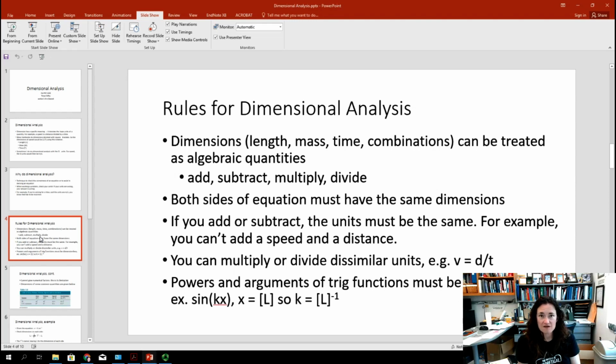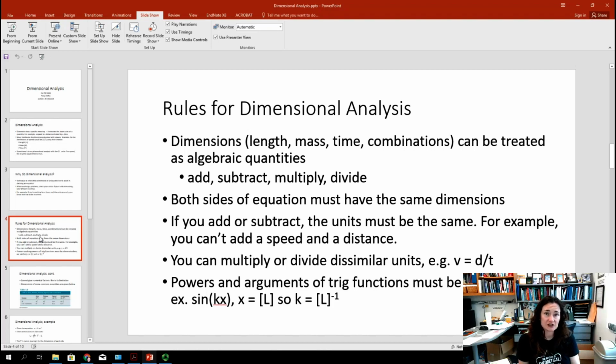If you have an equation, then the left-hand side of the equation and the right-hand side of the equation have to have the same dimensions and units. That's very important. Now, when you're adding and subtracting quantities, the quantities that you add and subtract also must have the same units, okay? Now you might have a combination of variables, right? And then you're adding and subtracting the combination.